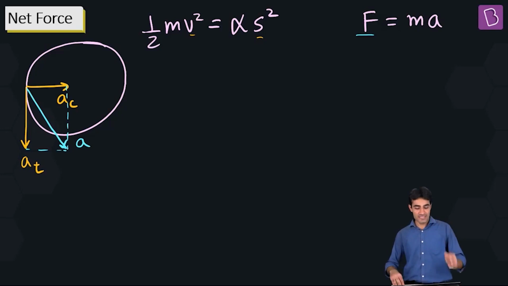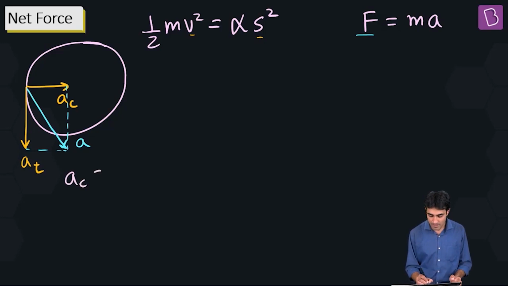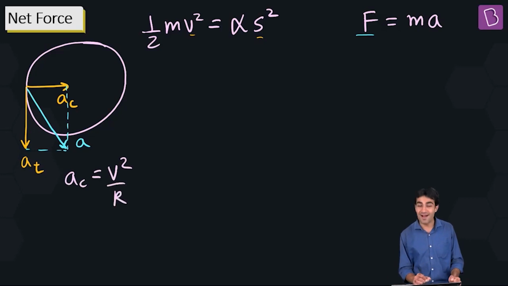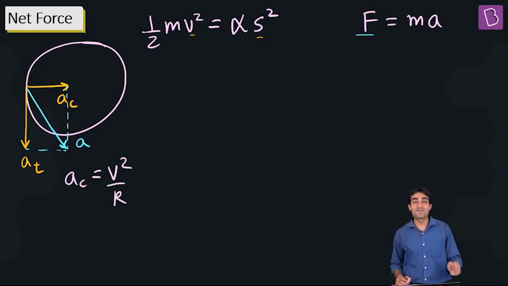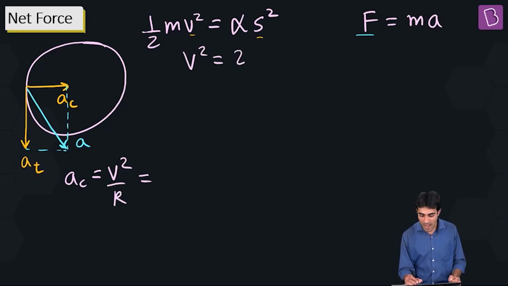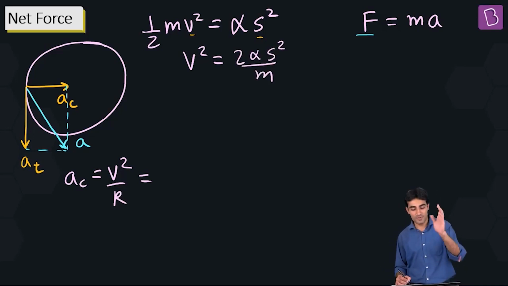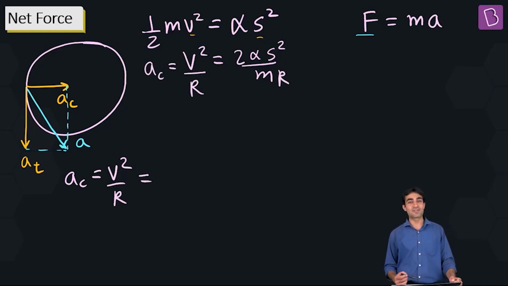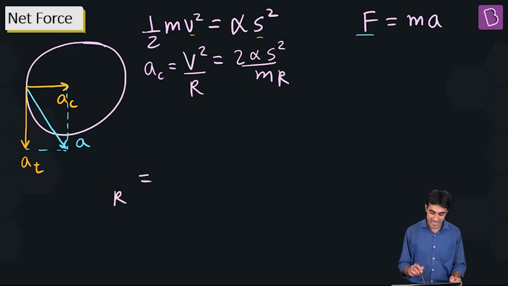Now, the thing is, we must know what is AC. So how do we calculate AC? Well, there was a famous formula. The centripetal acceleration is equals to v square by r, isn't it? Now, what is the value of v square? Well, we can have the value of v square from this equation. V square is equals to 2 alpha s square by m. Okay. So let's divide both the sides by r. So we have the value v square by r, and this is giving us centripetal acceleration. Hooray! So we got the centripetal acceleration.